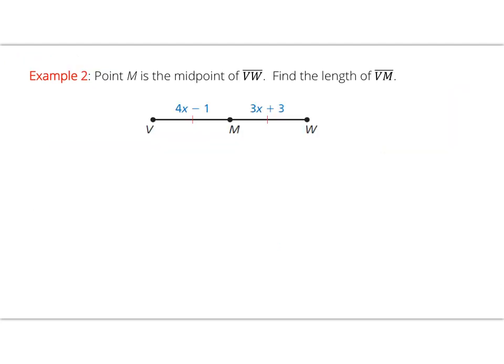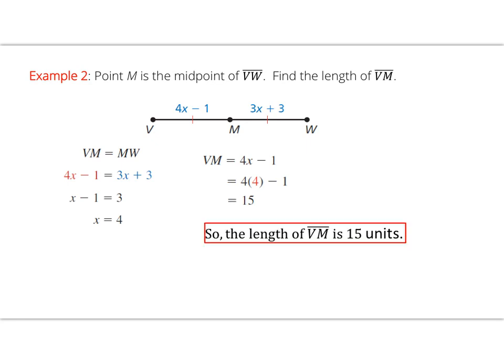Example 2, we have point M is the midpoint of segment VW. Find the length from V to M. All right, so we'll first set up an equation that illustrates our equal parts. So we have M at the midpoint. So that means 4x minus 1 equals 3x plus 3 by substitution. So we use our algebra skills, combine like terms, move our x's to one side, so x equals 4. Then we substitute, and so x substitutes with 4, and then order of operations means that the length from V to M is 15 units.